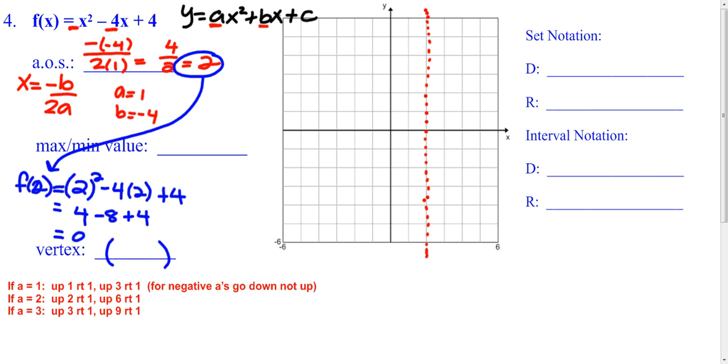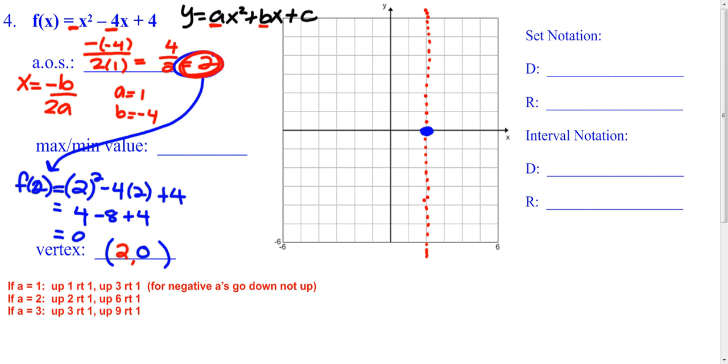That gives me the y coordinate of my vertex. So my x coordinate came from my axis of symmetry. My x coordinate is right here, which is 2. And my y coordinate I get from plugging that value back into the equation, and I got 0. So my vertex is 2, 0. Okay.